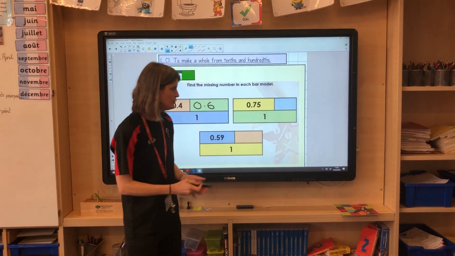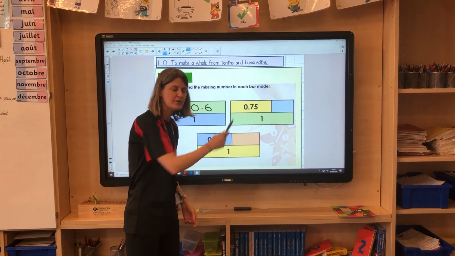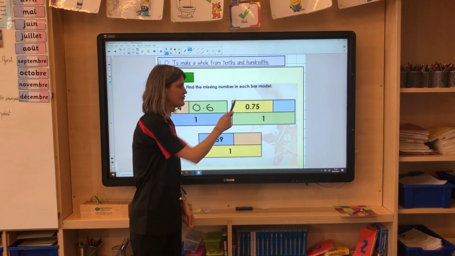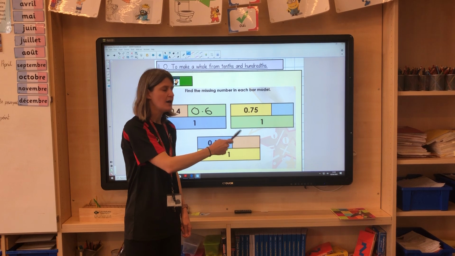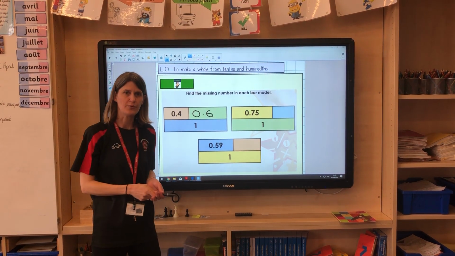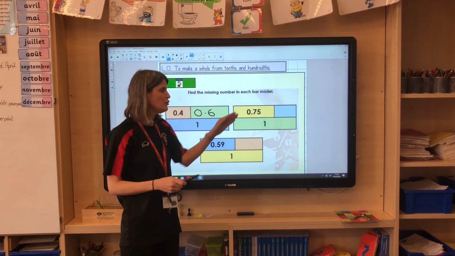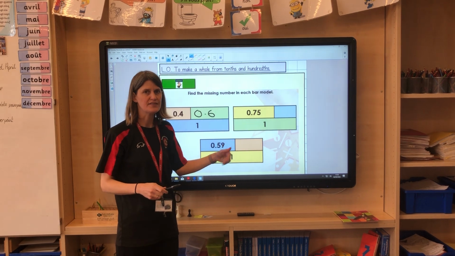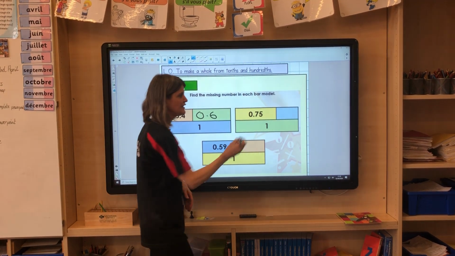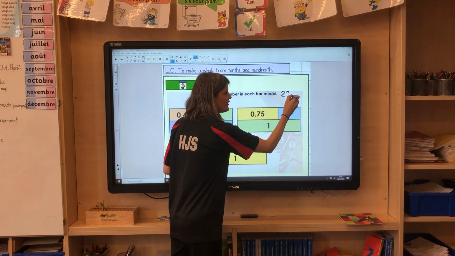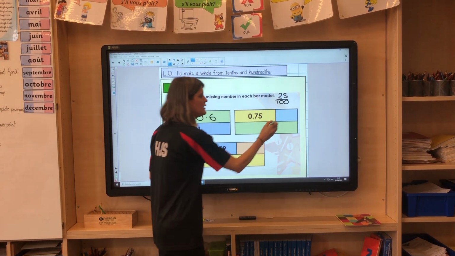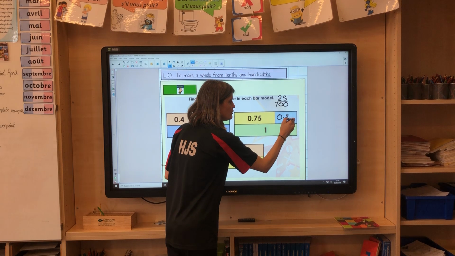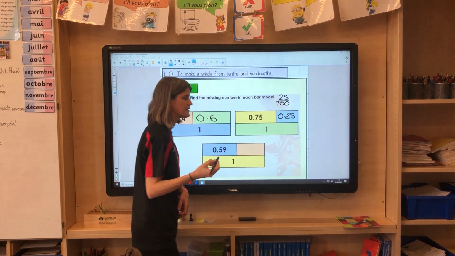Here's my next bar model. I've got one whole down the bottom, 0.75. That would be 75 hundredths. I need 100 hundredths to make one whole. So how many more do I need from 75 hundredths to make 100 hundredths? I'd need 25 hundredths. Now that's it written as a fraction. To write it as a decimal, 0.25, 25 hundredths.